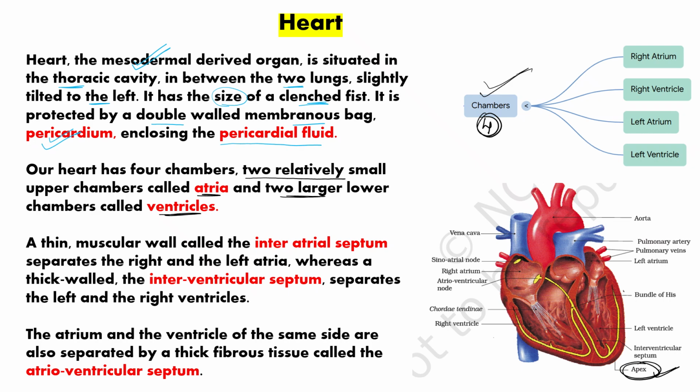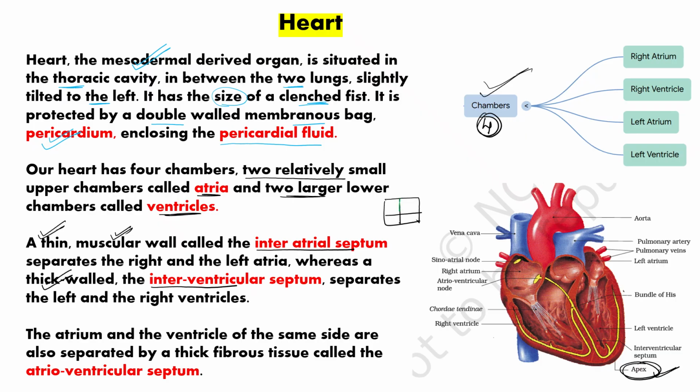Now in between the two atria, a thin walled muscular partition is present, that is known as interatrial septa. In between the two atria it is thin walled, but in between the two ventricles it is thick walled, that is the interventricular septa. So you can imagine this way, we can draw the diagram.